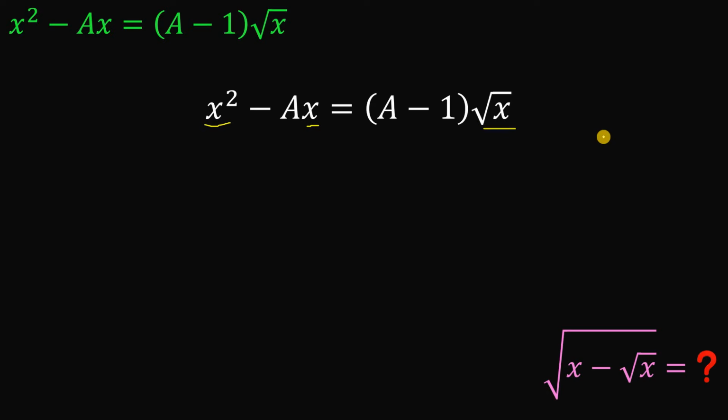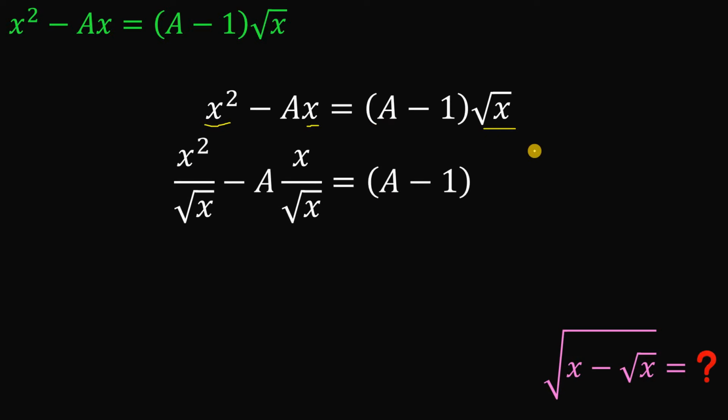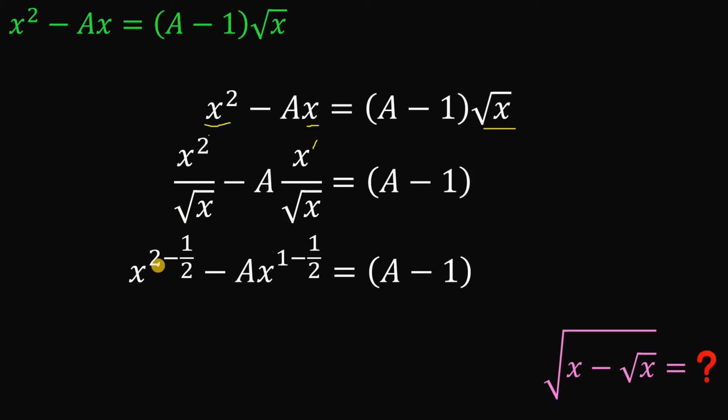But if we divide all of these terms by square root of x, we eliminate the square root of x like this. And also, we can use the law of exponents, because we know x squared, the exponent is 2, and this x, the exponent is 1. And square root of x is just x raised to the power of 1/2. So, we can rewrite this as x raised to the power of 2 minus 1/2, minus a times x raised to the power of 1 minus 1/2.